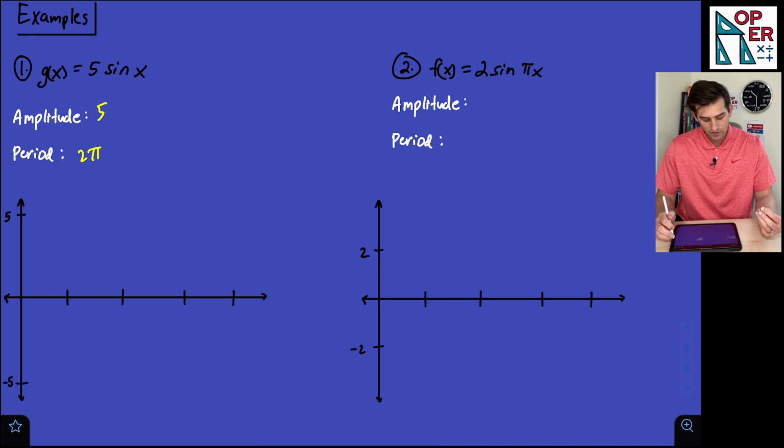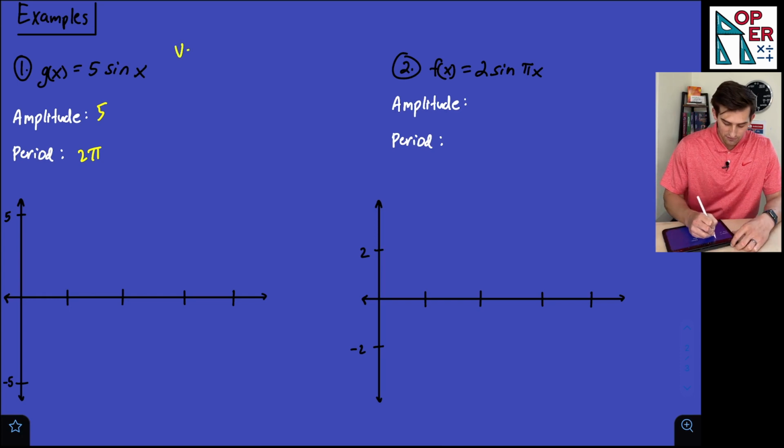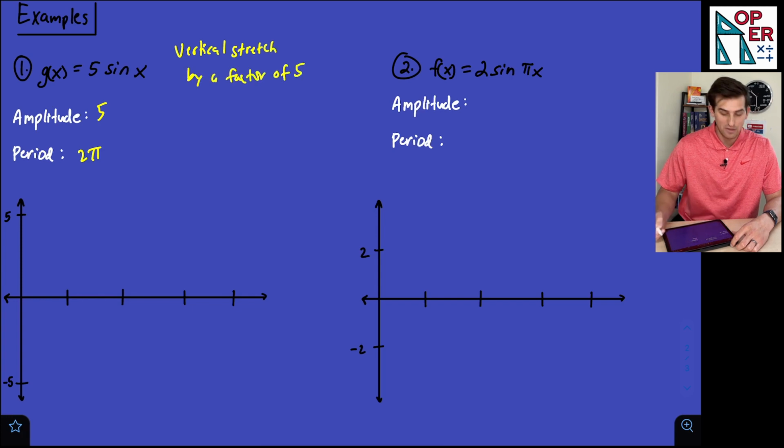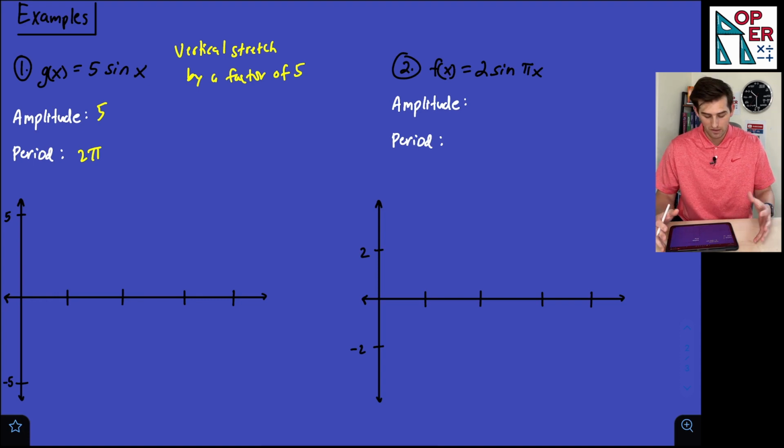All right, so now we can say, okay, this is a vertical stretch by a factor of 5, but we haven't done anything horizontally here, right? Because period is still 2 pi. Or in other words, b is still 1, right? We haven't plugged anything in for b.